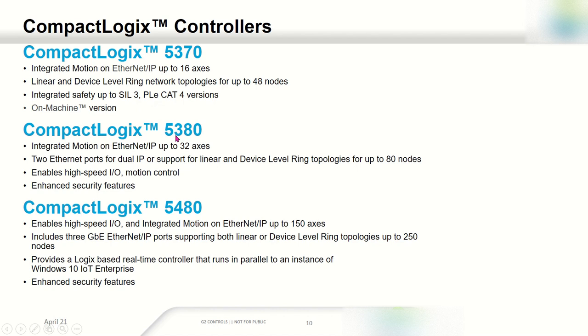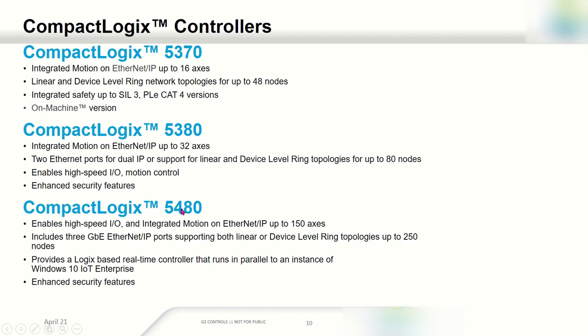Then CompactLogix 5380 is integrated with motion and EtherNet/IP up to 32 axes we can connect on this series. There are two Ethernet ports for dual IP or support for linear and device level ring DLR topology for up to 80 nodes. Then it enables high speed IO and motion control. It has enhanced security features.